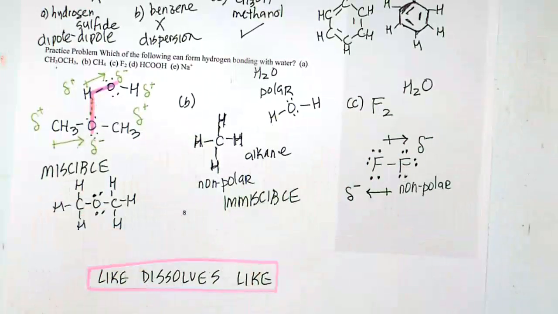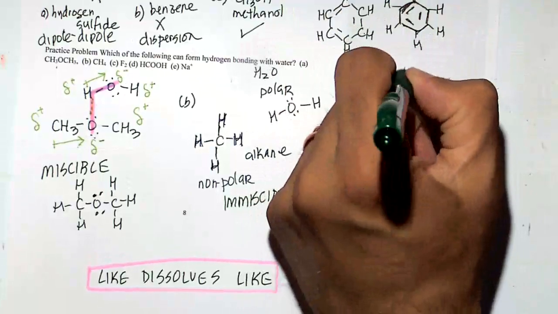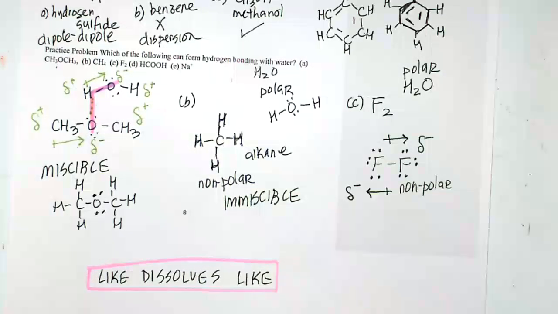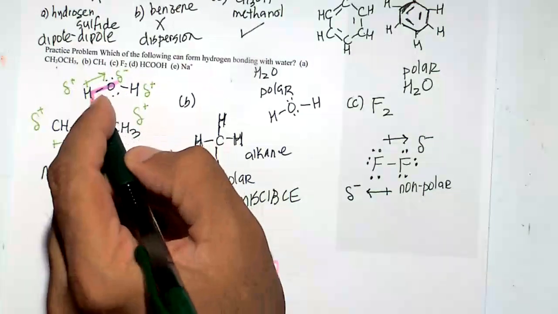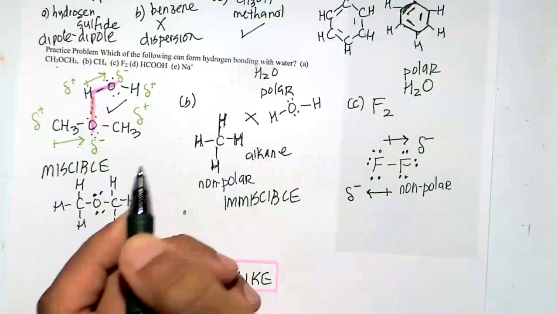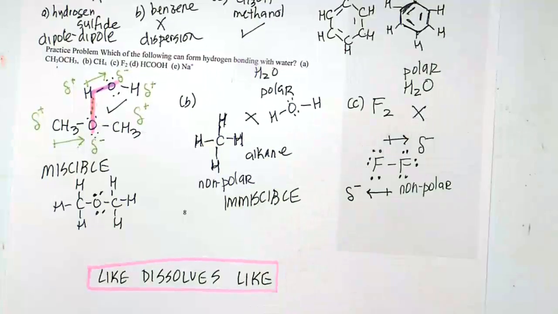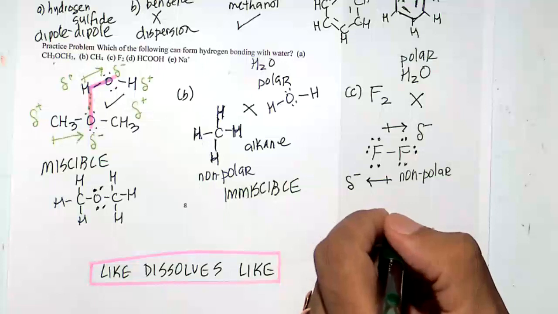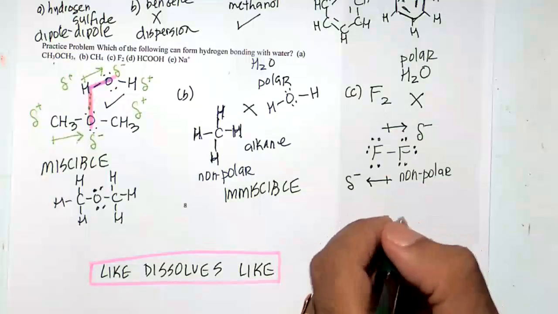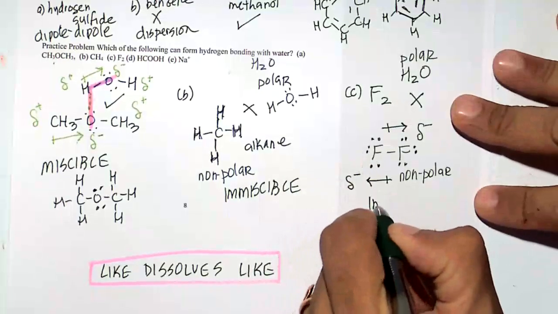And we all know water can hydrogen bond. The reason why it can hydrogen bond is because it's polar. So fluorine cannot hydrogen bond. So this can hydrogen bond, this cannot hydrogen bond, this cannot hydrogen bond. Miscible or immiscible? Taking some fluorine, will it dissolve in water? Immiscible.